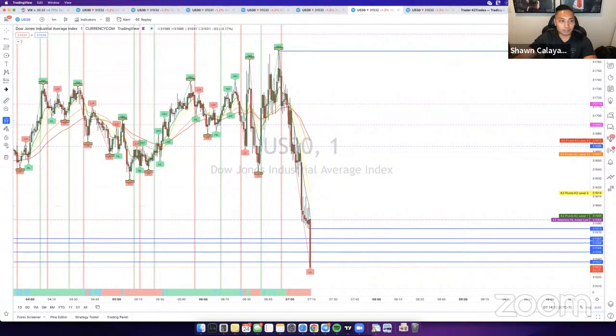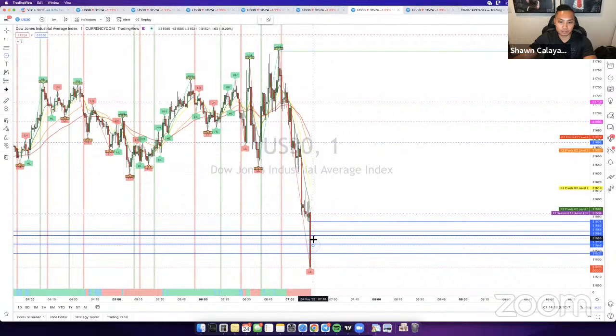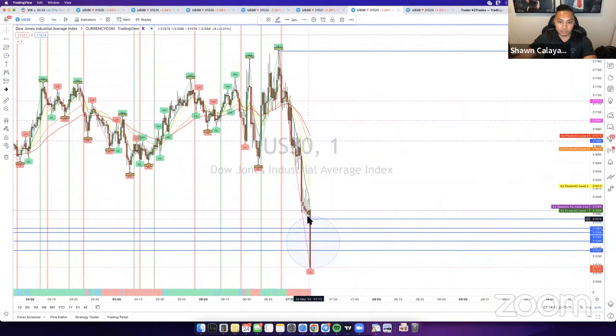And guys, check this out. Look where price shot to. See these lines that I already drew up? These lines have been drawn up since the beginning of the session. This area of liquidity, all of it got hit.